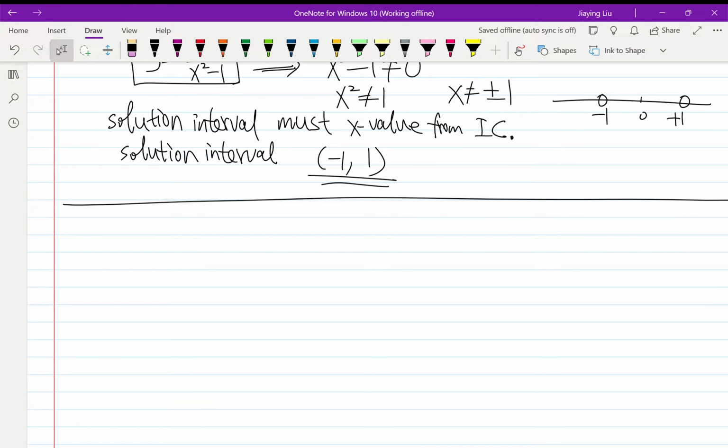So let me write down the question first. The question for number 4 in the homework is dy/dt equals 1 minus t plus y squared minus t y squared. Can you tell me what you did in the first step?